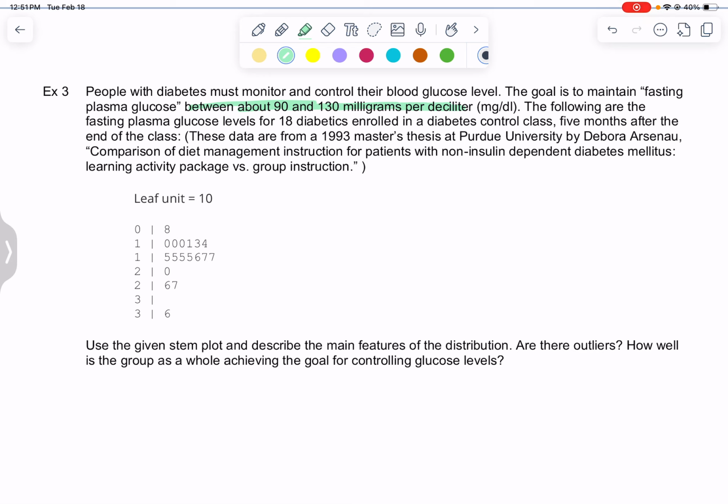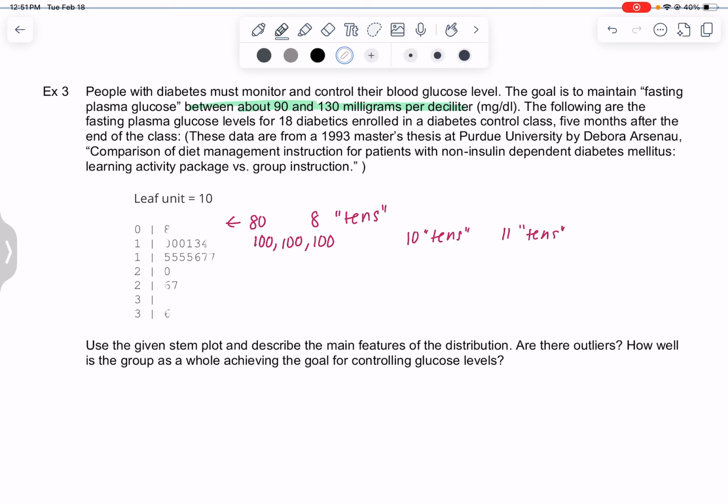Notice it says leaf unit equals 10. That means the first row isn't the number 8. It means it's 80, because it's 8 tens. The second row is really 100, 100, 100, because that's 10 tens. The next one is 11 tens, so that would be 110. Basically we're taking all the digits and adding a 0, because these are all in the tens place.